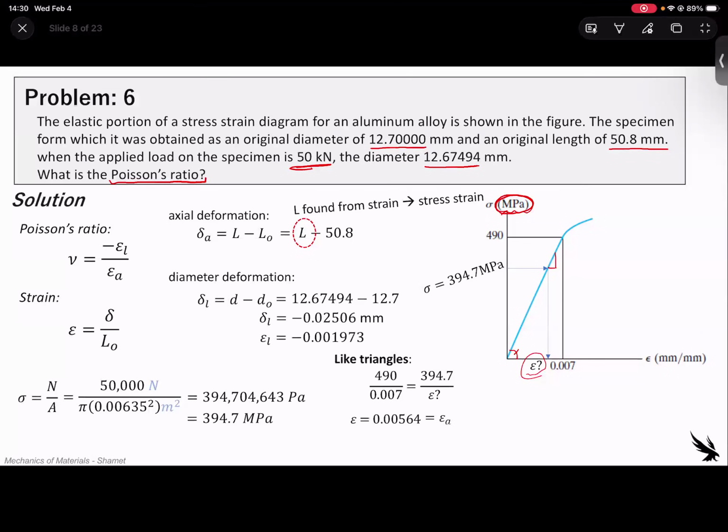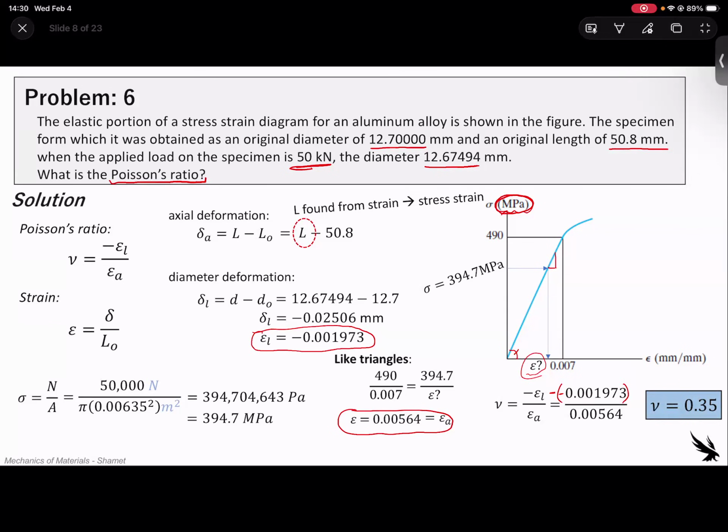We still need to find the Poisson's ratio. So the Poisson's ratio, we found the lateral strain earlier, and now we just found the axial strain under our loading condition. And so our Poisson's ratio is about 0.35. Now note here that negative cancels out. So technically it's something like this, because this negative turns into a positive since we have a negative in our equation. So Poisson's ratio of 0.35. It's within that range of 0 to 0.5, so it should make sense, and then we're good to go.